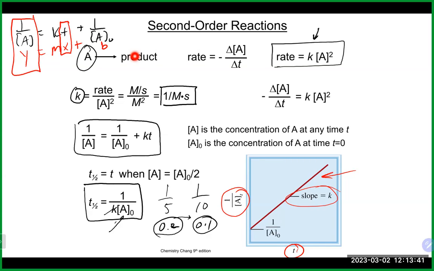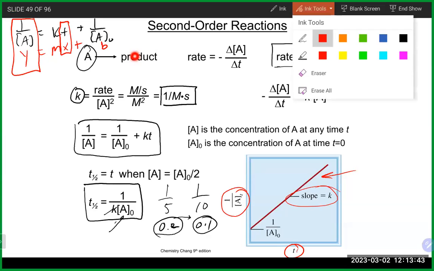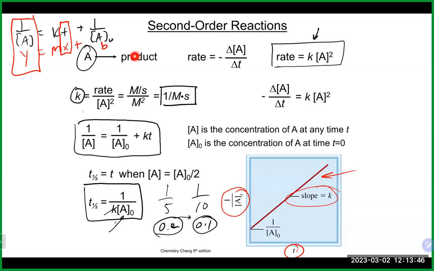So, just like with first order, you do need to know the units associated with this order, the integrated rate law, the half-life equation, and the typical graph for a second order reaction. Any questions on any of those?